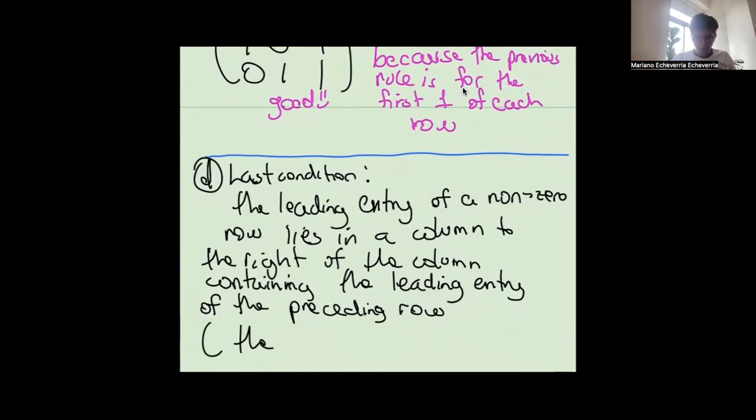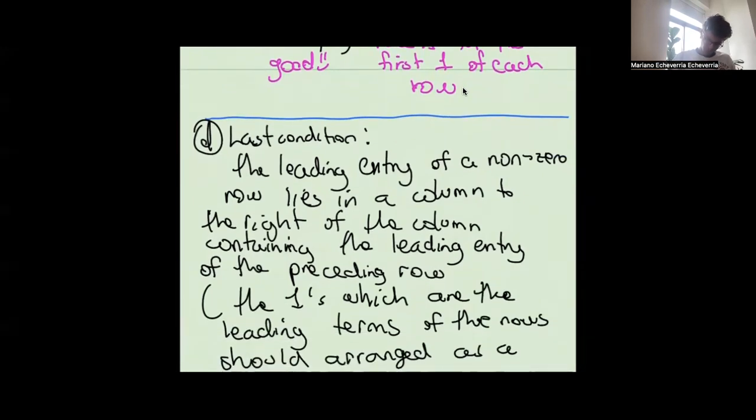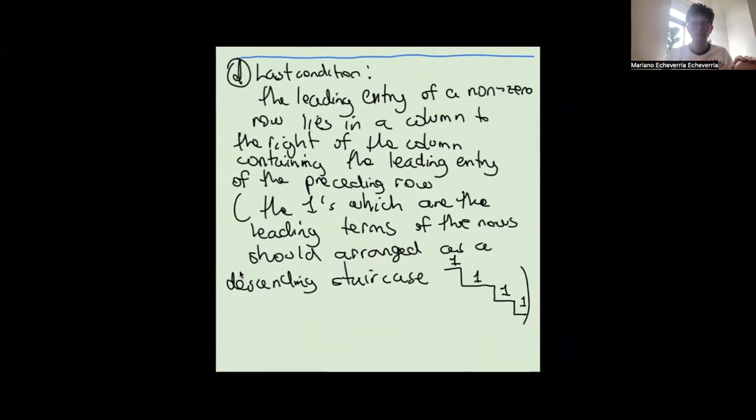The leading terms, which are the leading terms of the rows, should be arranged as a descending staircase. And you'll see what I mean by this with the picture in a moment, with the example. So something like this. Yeah, so let me give you a second to copy this.